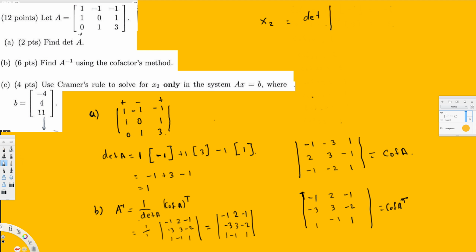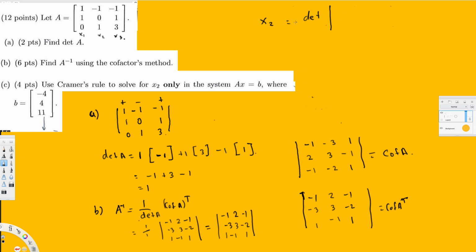this column is x1, this column is x2, this column is x3. So I have to put this b value in the x2 column to find x2. For example, if they ask for x1, I have to put this b value in the x1 column and find the determinant on top. In the bottom is going to be the original determinant that we found already. That's 1. So let's do this one.